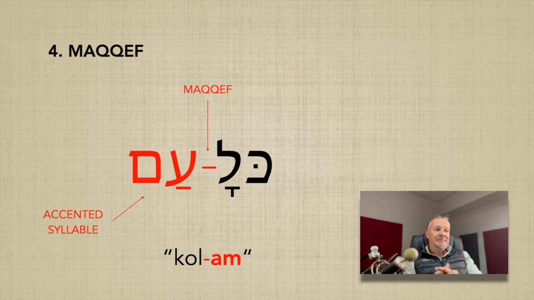Same with Kol Am. Kol means all the people. Kol would normally be an accented word, but since we have the hyphen or the MAQQEF, Kol Am now means Kol Am. The accent now falls onto the Am. Okay guys, these 4 rules will expand as we dig deeper into the text. Nothing of what we say here is final or exhaustive.